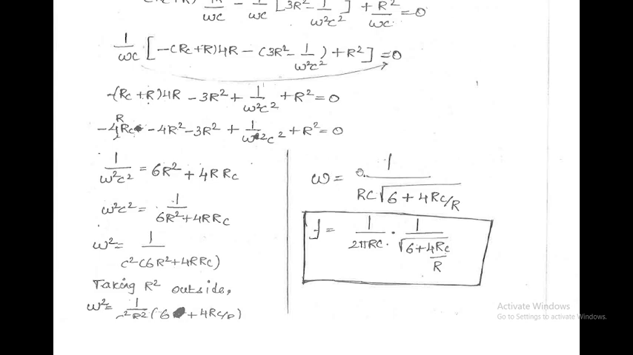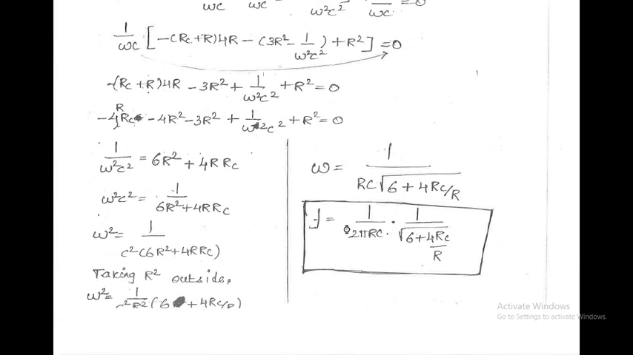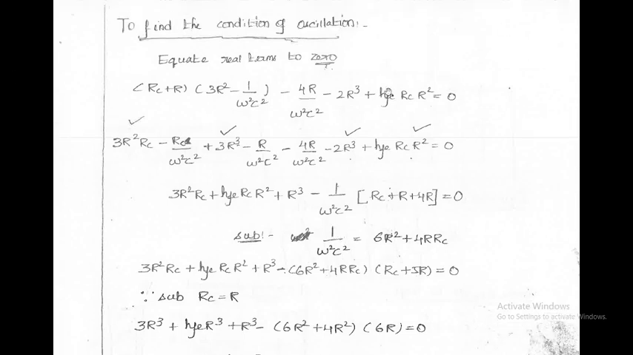So omega equal to 2 pi f, so 2 pi f equal to this equation. Then f equal to 1 by 2 pi RC into 1 by root of 6 plus 4 RC by R. So this is the frequency of oscillation of the RC phase shift oscillator. Now you can find out the condition of oscillation. For finding the condition of oscillation, we should equate the real terms to 0, and these are the real terms of the RC phase shift oscillator.